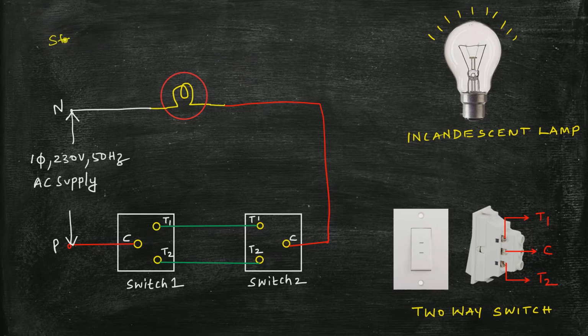Moving on to the third state. In the third state, I'm going to create a link between C and T2 for switch 1, C and T2 for switch 2. Now as I turn on the power supply, current flows from the phase terminal, it goes to the C, then to T2, then to the second switch, then the current flows through the lamp, circuit is closed and the lamp glows.